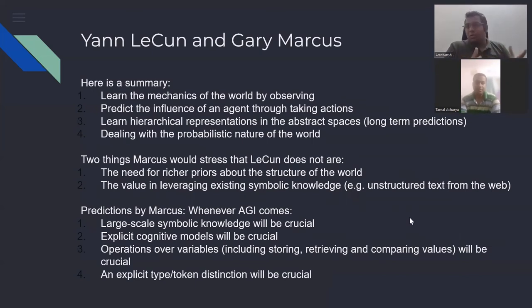Although I do not want to get into this whole discussion because both parties are somehow right and somehow wrong, the basic idea is you have to learn the mechanics of the world by observing. You want to predict the influence of an agent through its actions. You want to learn hierarchical representations and abstract spaces. You want to deal with the probabilistic nature of the world. Perfectly correct. Where they do not agree, and this is the biggest point, is why we even added this slide.